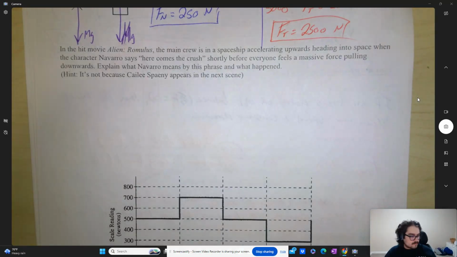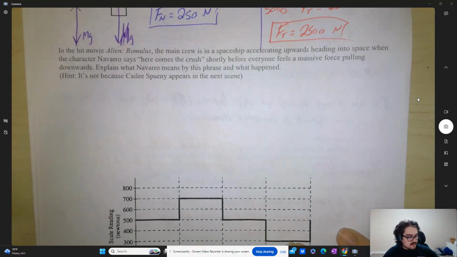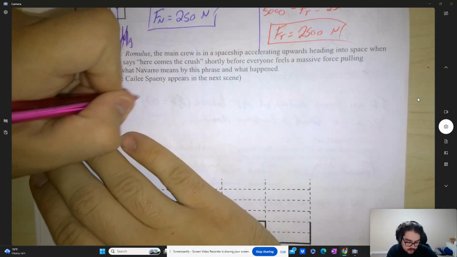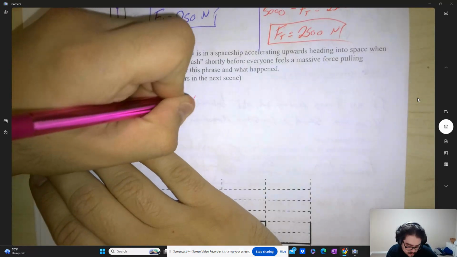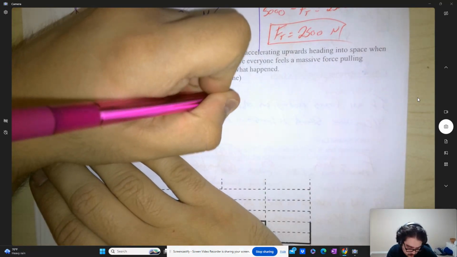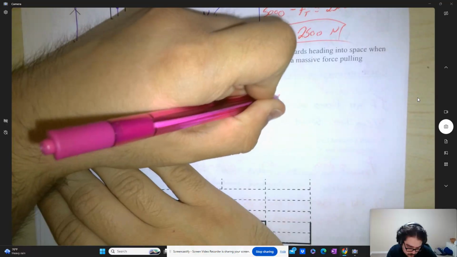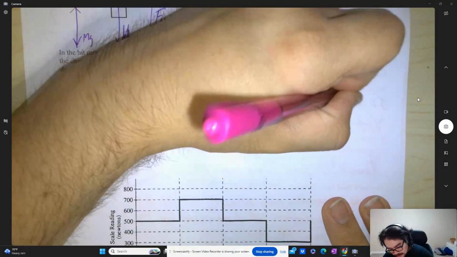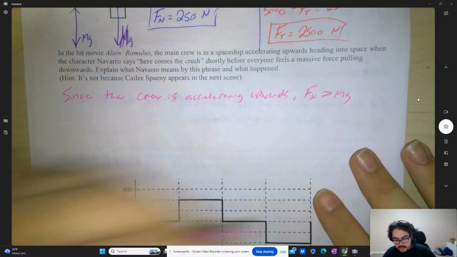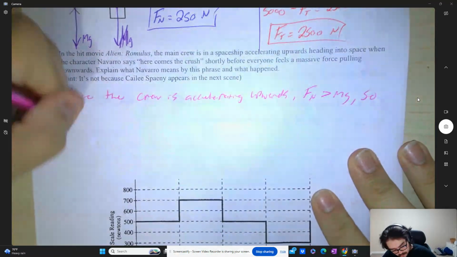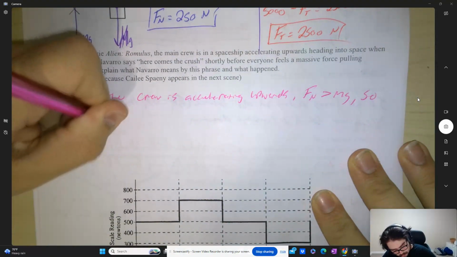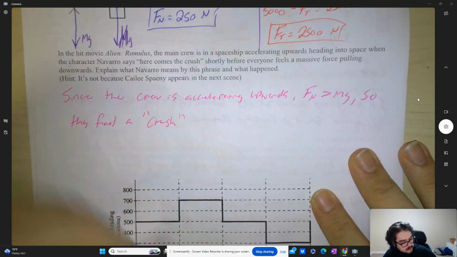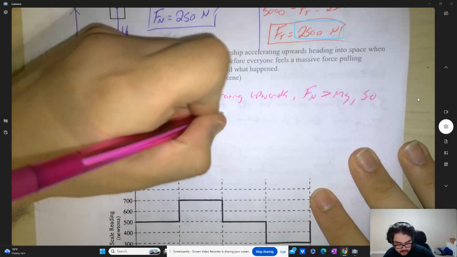The crew is accelerating upwards. Since the crew is accelerating upwards, the normal force has to be greater than mg. So they feel this crush because they feel heavier than normal.